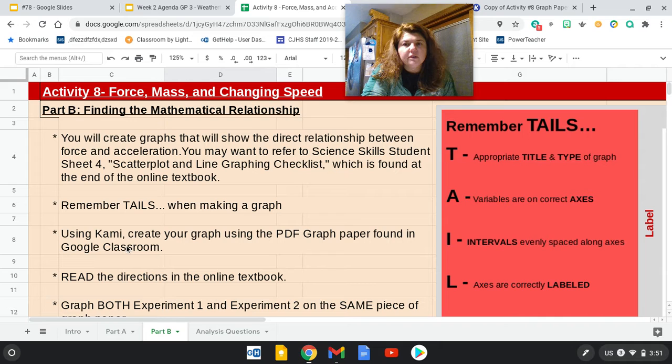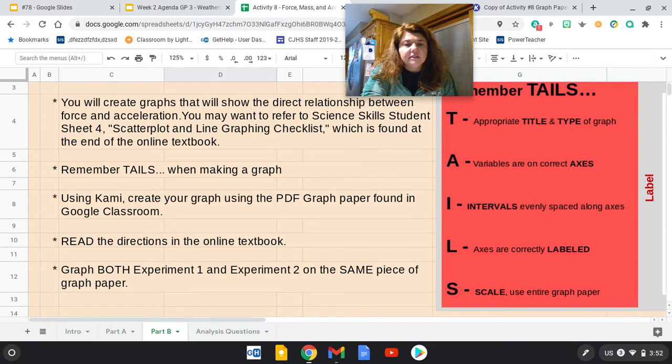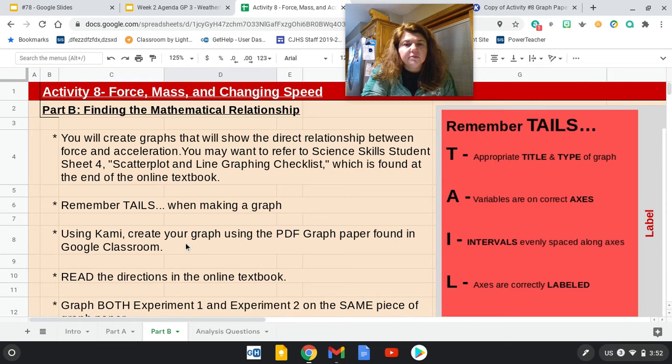Again, that graph paper is found in Google Classroom. Make sure that you are reading the directions, either with the textbook or the online textbook. So open up your textbook, and finally you're going to graph both experiment 1 and experiment 2 on the same piece of graph paper. So that is what we're going to do to start out, thinking about how to make this graph.